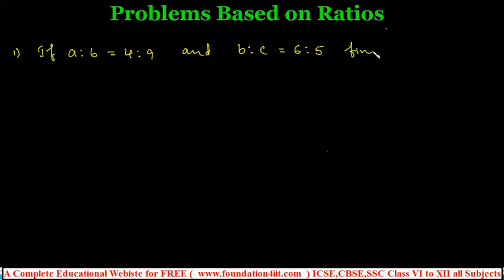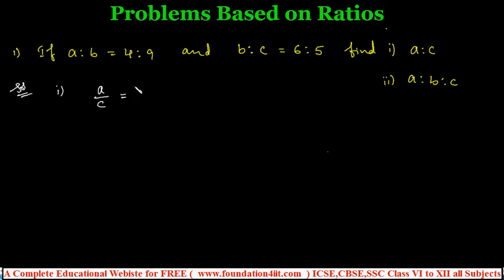We need to find two things. First is A is to C, and one more, A is to B is to C value. Here is the method to find this. First, A is to C. So A by C value we need to find, using A is to B and B is to C.